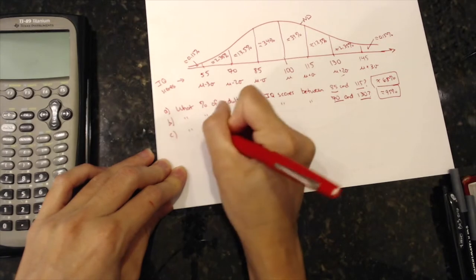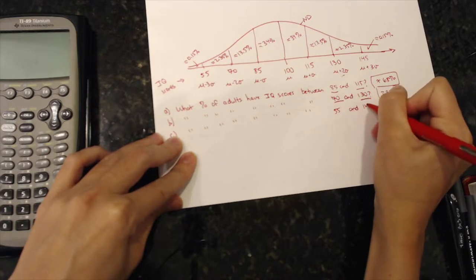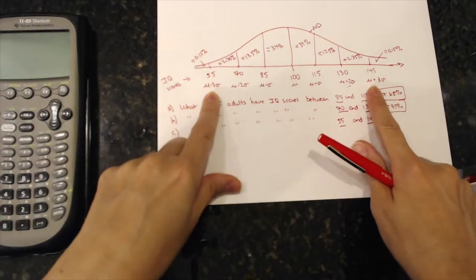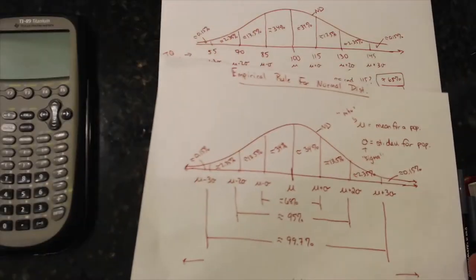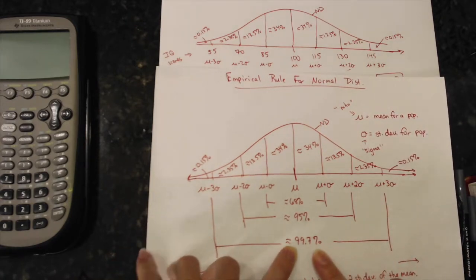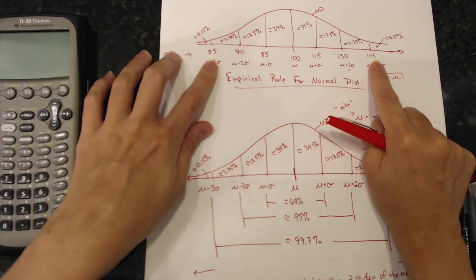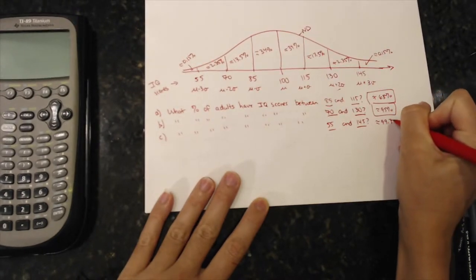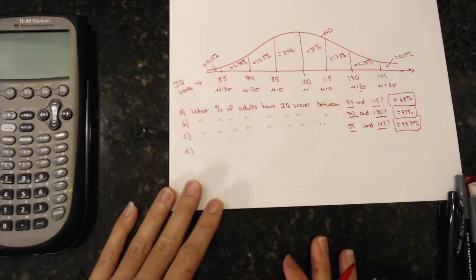Okay. Keep going. What percent of adults have IQ scores between 55 and 145? Hopefully you can answer this one a little bit faster. Because where's 55 and 145? 55 and 145 are IQ scores that lie 3 standard deviations away from the mean. Again, the empirical rule, 3 standard deviations away from the mean. We have approximately 99.7% that lie between these two values. So on my IQ scores, this particular example, between 55 and 145, approximately 99.7%.